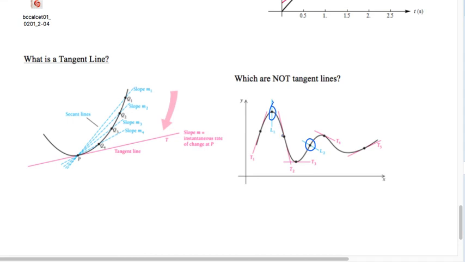Now T2 is a little bit difficult. It does cross, however, it's still a tangent line because the slope of the line approximates the slope of the function at that point. So what you want to do is approximate the slope of the curvature of the function to have a tangent line. So all of those are in fact tangent lines.